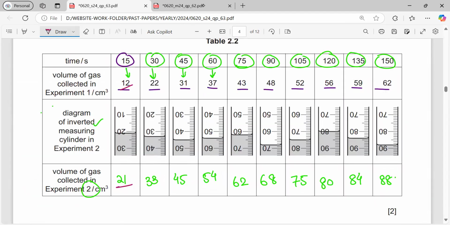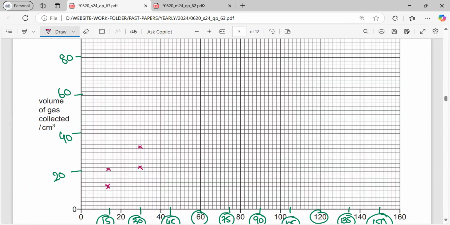For 45 seconds, we have 31 and 45. For 45 seconds, it's 31, and 45.